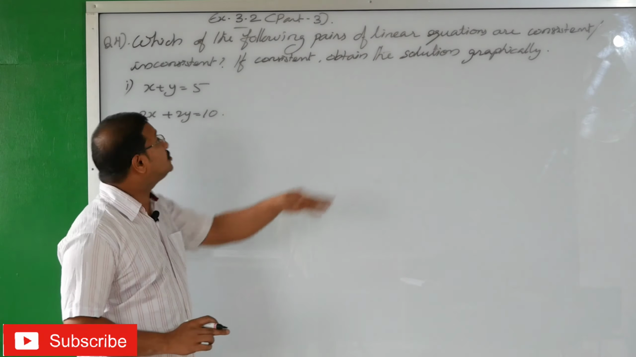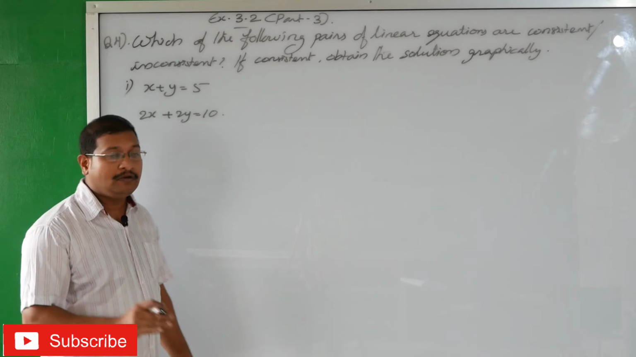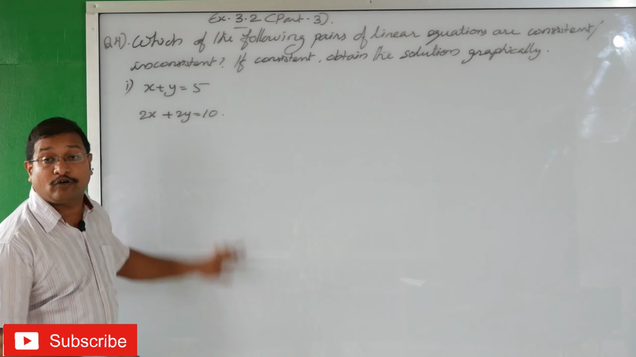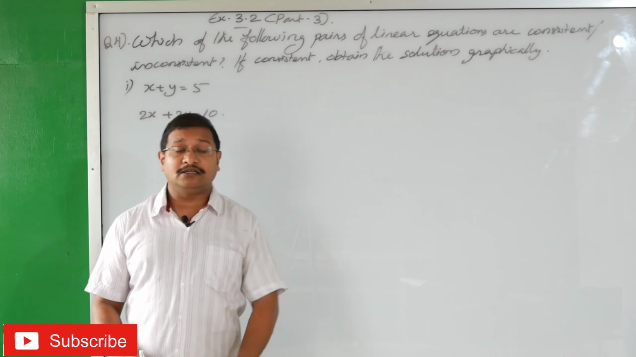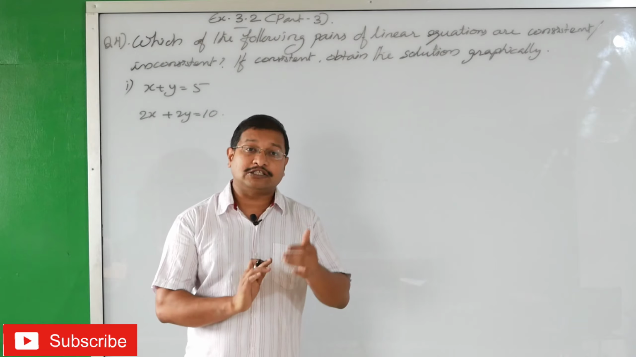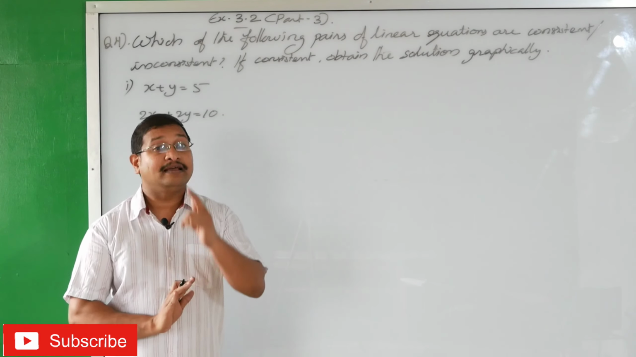Ready? First question is x plus y equals 5 and 2x plus 2y equals 10. What do you want to do? See, first we have to check is it consistent or not. For that, what you will do? We will find out the value of a1, b1, c1, a2, b2, c2. After that, we will verify. If it is consistent, we will solve it graphically.